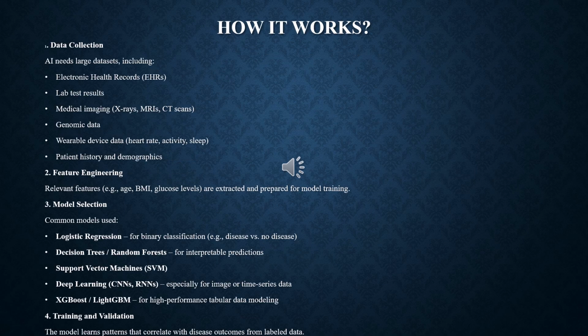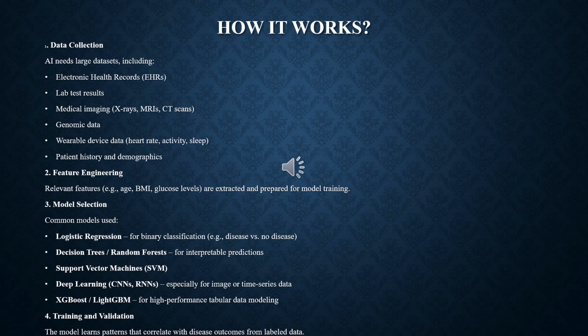And how does it work to perform disease prediction here? First, you collect the data. That is the first step, data collection. AI needs a lot of data, a large number of data sets. So you can collect the particular patient data set, that is EHR, which is nothing but electronic health records, and lab test results, medical images, that means X-ray, MRI, CT scans and so on, and then genomic data, and wearable device data, which is heart rate, activity, and sleep. That is the data collection function.